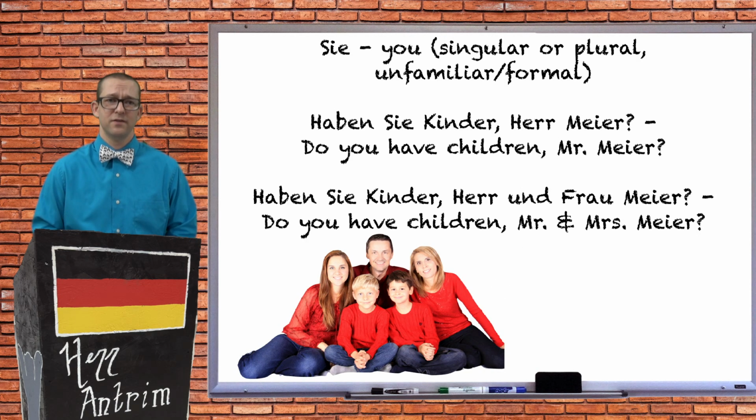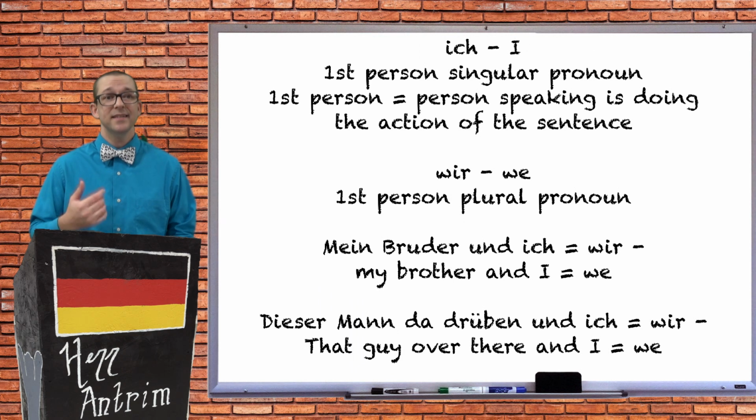Don't get confused about the fact that I labeled sie as singular or plural. It isn't ambiguous. It's not like it could be either or and you don't know which one it is. What I mean by this is that this pronoun can be used to address one person, haben Sie Kinder, Herr Meier? Do you have children, Mr. Meyer? Or to address more than one person, haben Sie Kinder, Herr und Frau Meier? Do you have children, Mr. and Mrs. Meyer?